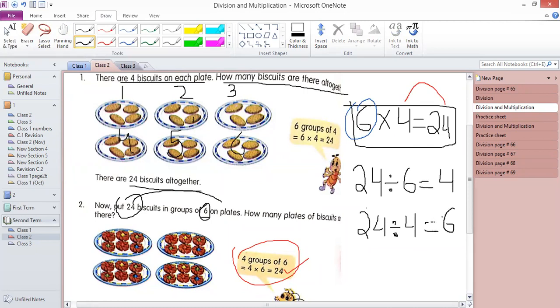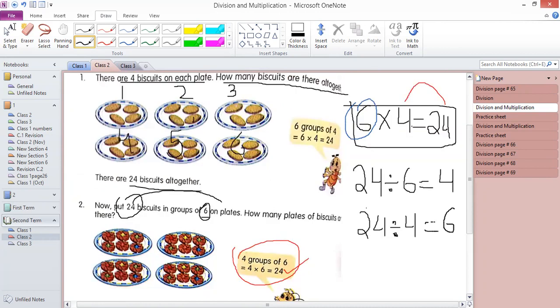So from one multiplication sentence, you can make two division sentences. From 24, if you divide by 4, you will get 6. If you divide by 6, you will get 4. This is not only for this multiplication sentence, but for any multiplication sentence.